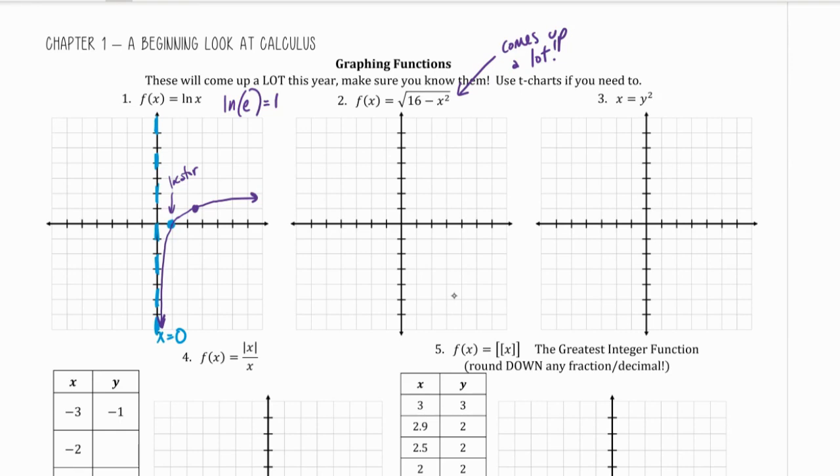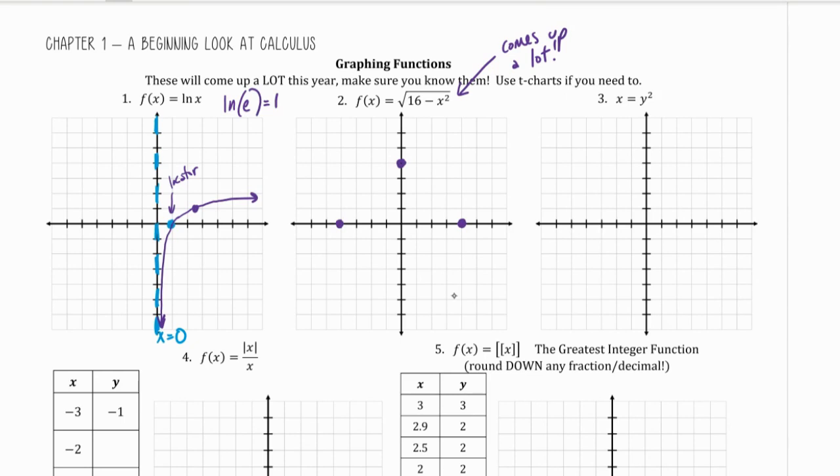So just start plugging in easy numbers. If I plug in 4, 4 squared is 16. 16 minus 16 is 0. The square root of 0 is 0. So if I plug in 4, I get 0. If I plug in negative 4, same thing. Negative 4 squared is 16. 16 minus 16 is 0. So negative 4 gives 0. If I plug in 0, 16 minus 0 is 16, so I get 4.